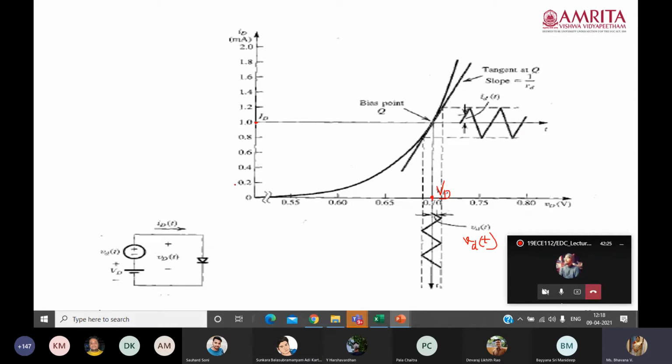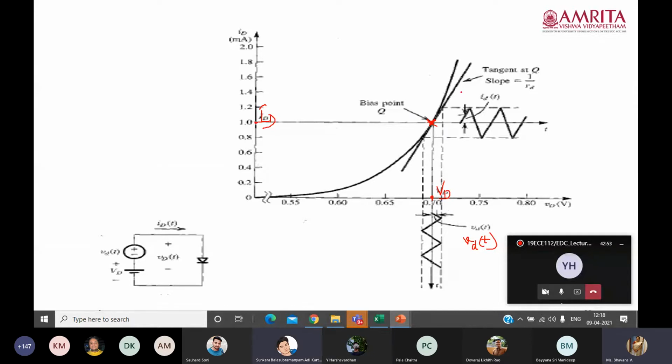To draw this, draw the exponential characteristics. It will be superimposed on the Q point. The Q point is determined from this only. If you extrapolate to the x-axis, whatever value you get is capital VD, and whatever you get on the y-axis is capital ID. So the coordinate VD comma ID is the Q point, the operating point.